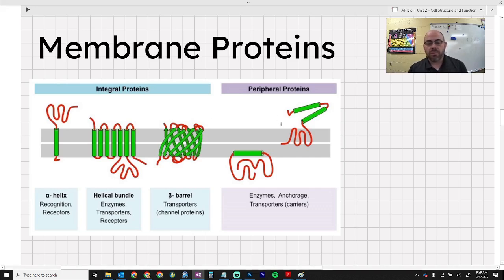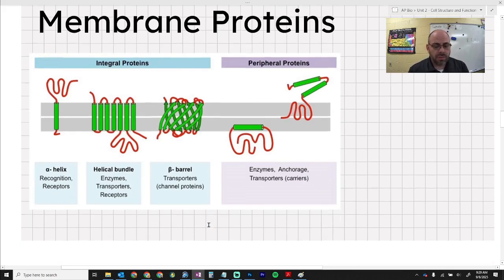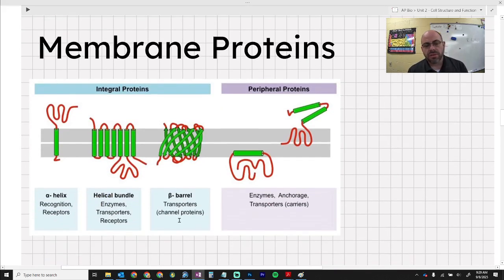Peripheral proteins are on the outside, either on the inside of the cell or the outside of the cell. And they sort of serve different functions. We're going to look at the functions in this slide. They can function as transport. We're going to look at that in the next section, dealing with cell transport or protein transport.